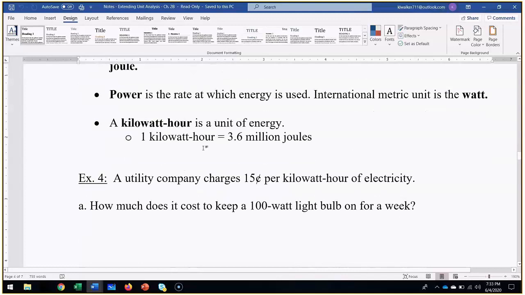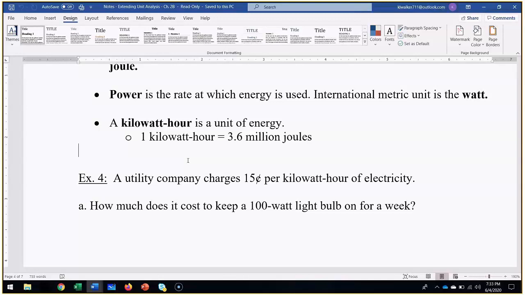And that'll hopefully make more sense as we go through the problem. So just keep it in mind, when you see a hyphen, something got multiplied. So here we go. A utility company charges 15 cents per kilowatt hour. Right off the bat, I don't like to use the penny sign. I'm going to make it 15 cents using the dollar sign.